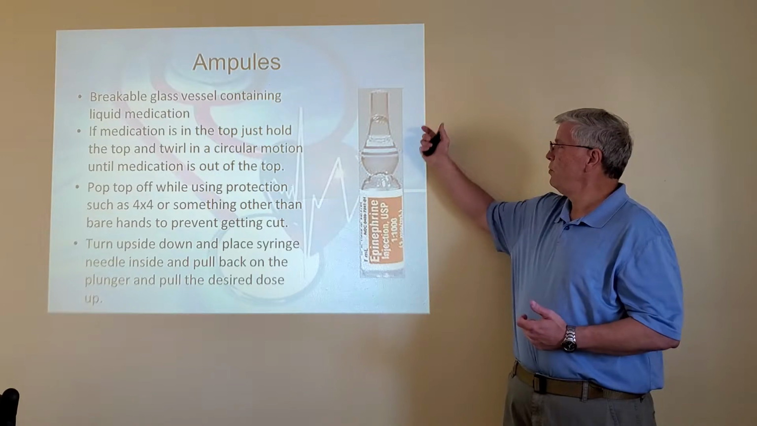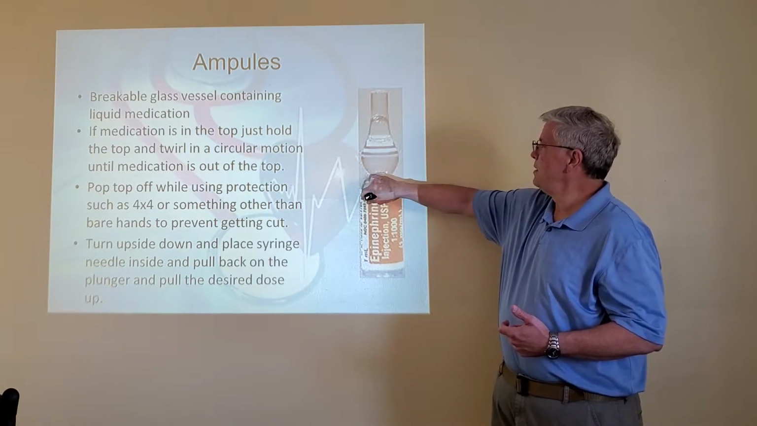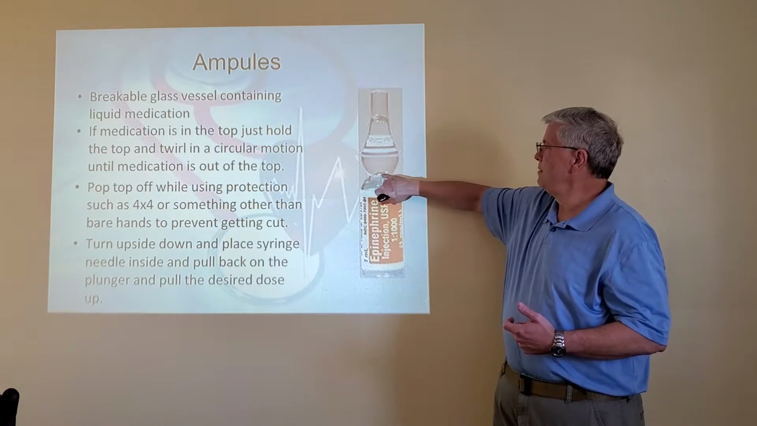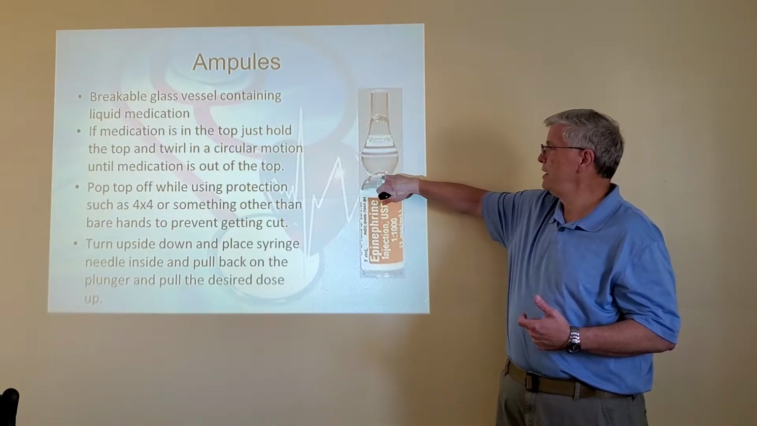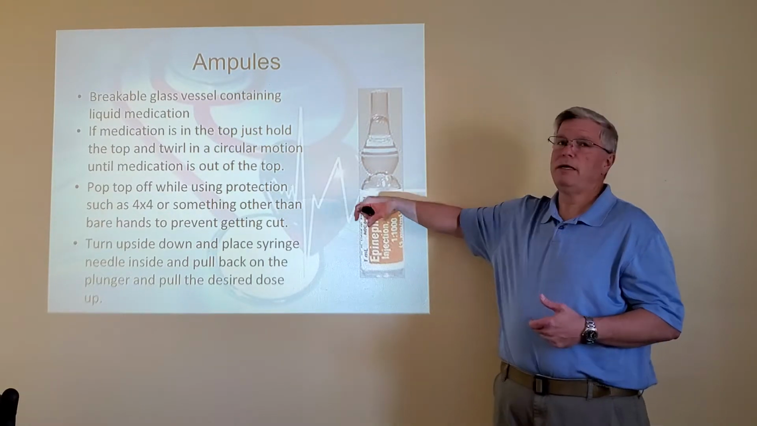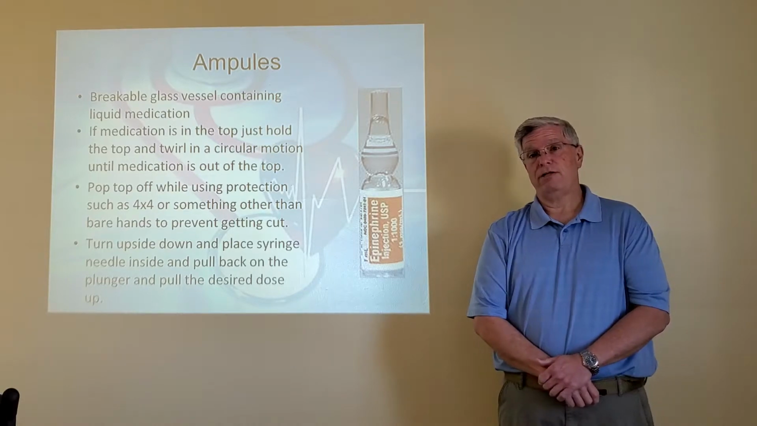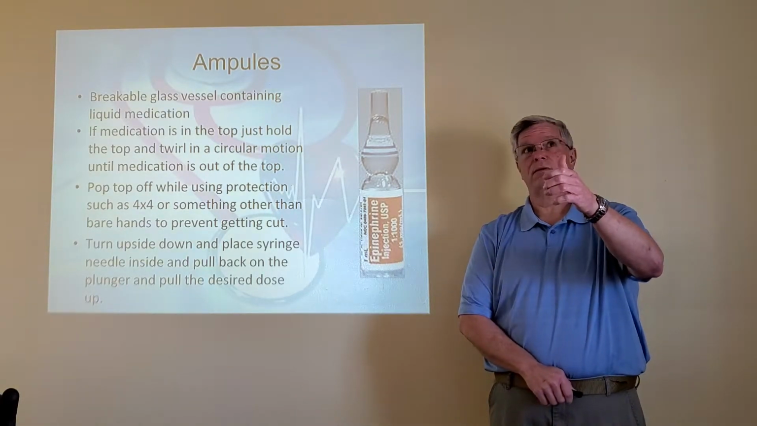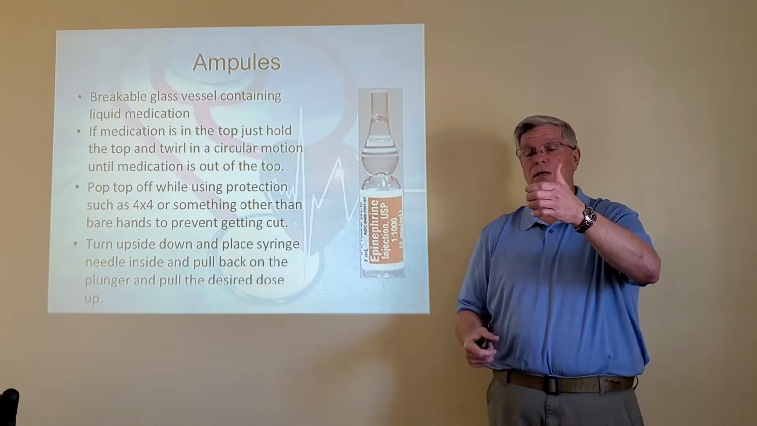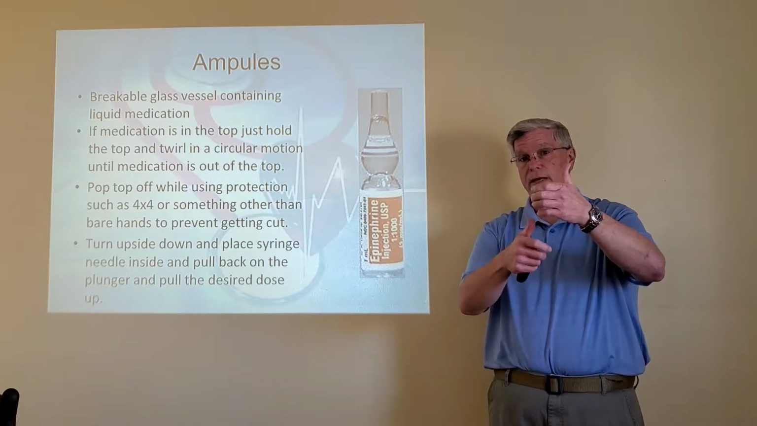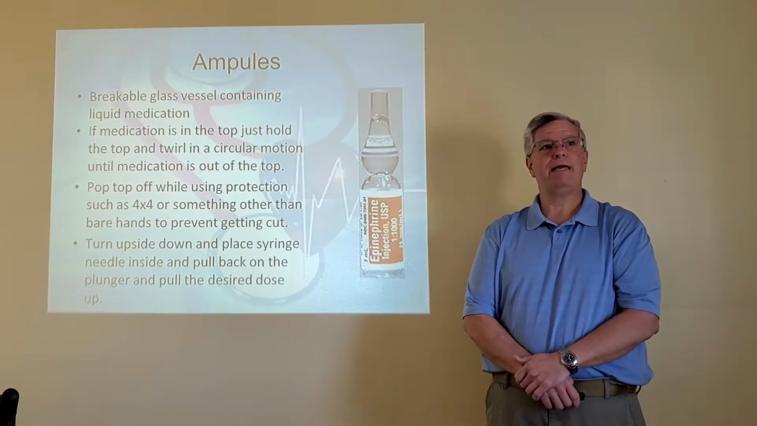Take your small 4x4 and hold on the top, because normally these are going to have a very fine line cut into the bottle here, and then you just snap it. Then you take your syringe and you turn the ampule up. The medication won't come out, and you just enter in and pull back on the plunger to pull the medication back in.